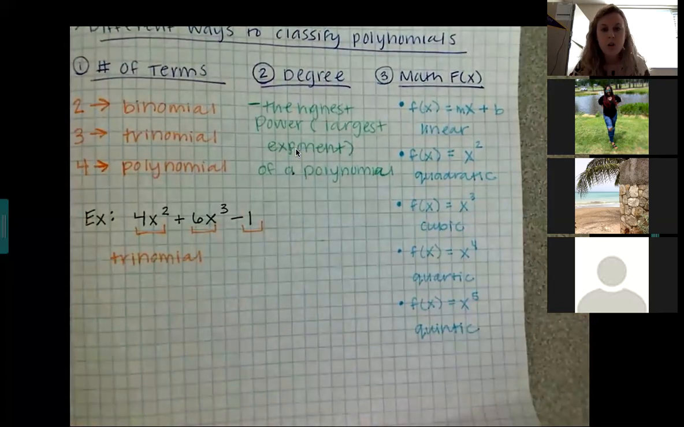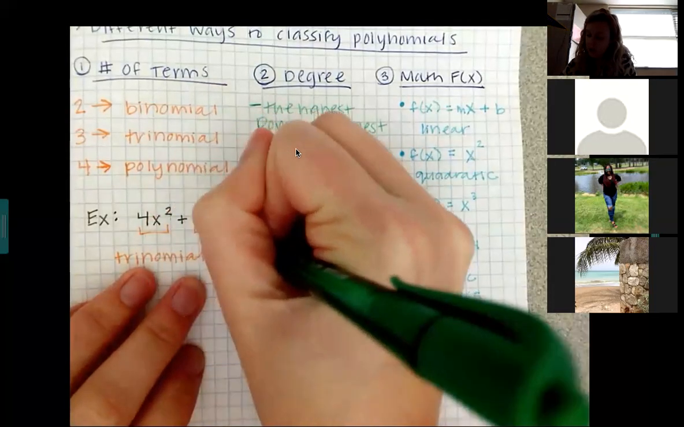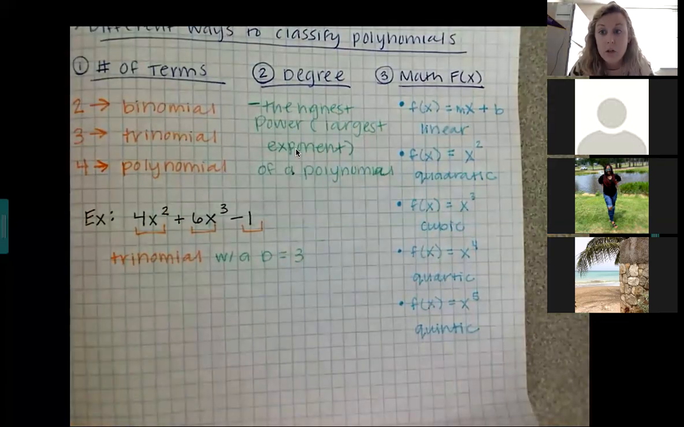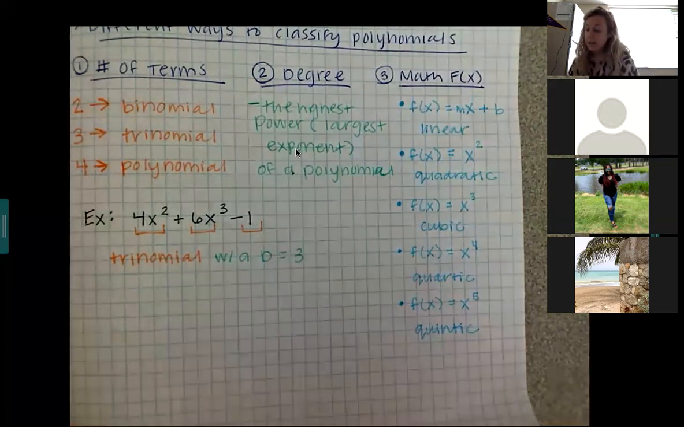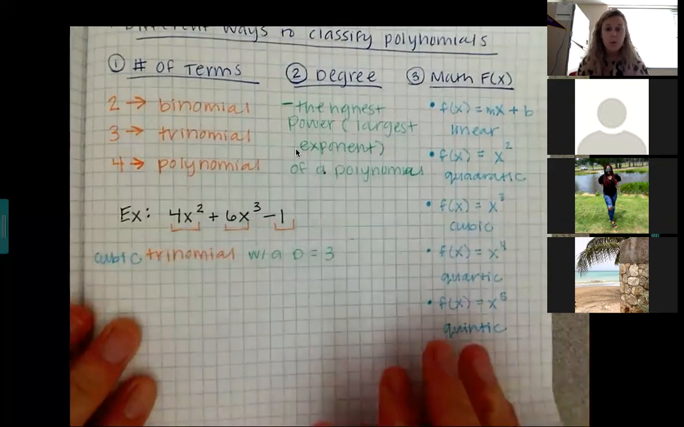Now let's move on to the green. What is the largest exponent y'all see? 3. Good. So it's a trinomial with a degree of 3. You can abbreviate. I always just put D equals 3 for degree of 3. And then the last thing, if the highest exponent is a 3, then what kind of function does this relate to? A cubic. So technically, we call this a cubic trinomial with a degree of 3.